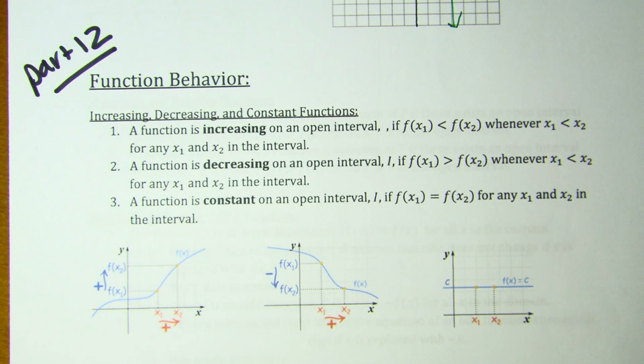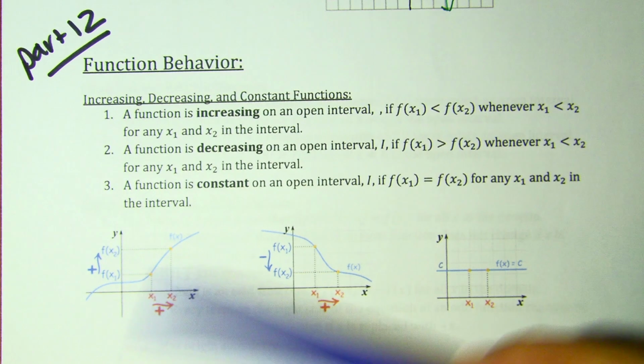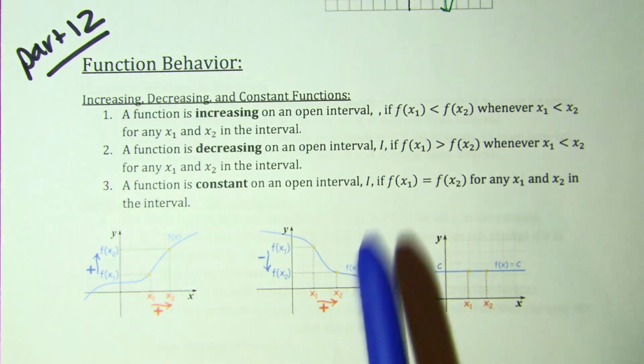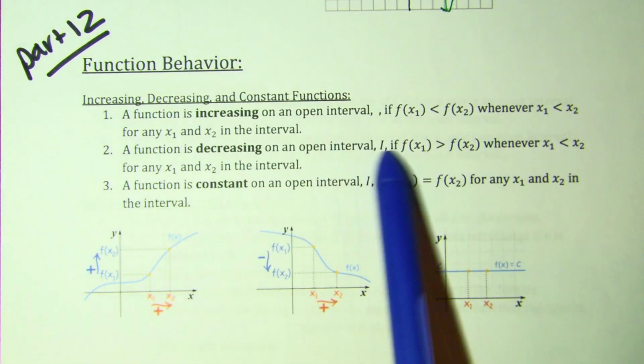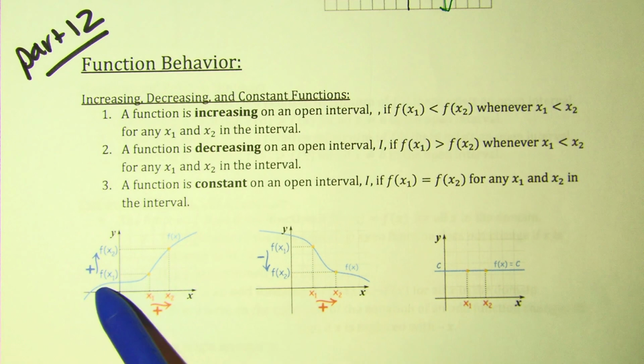All right, so in part 12, we're going to be looking at some more details of function behavior. We're going to be looking here at where functions are increasing, decreasing, and constant. And here I have the very formal definition of what that is, but I think it's best to look at a picture to really talk about what we mean here. If we're talking about an increasing function, moving from left to right, that function is getting larger. It's kind of following a positive slope value.